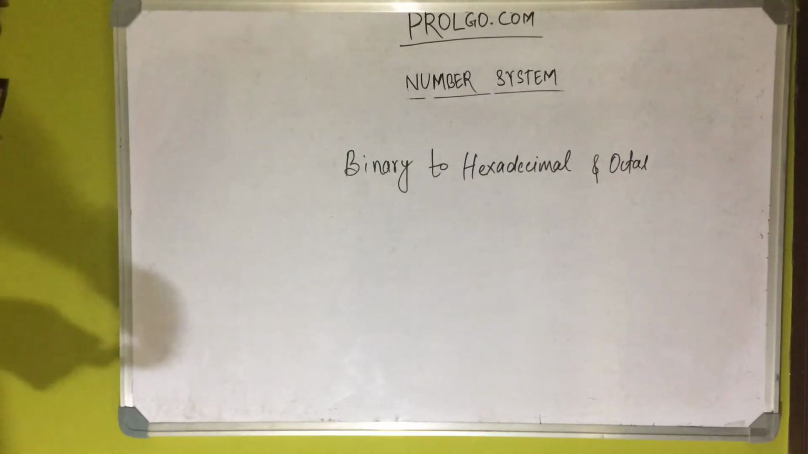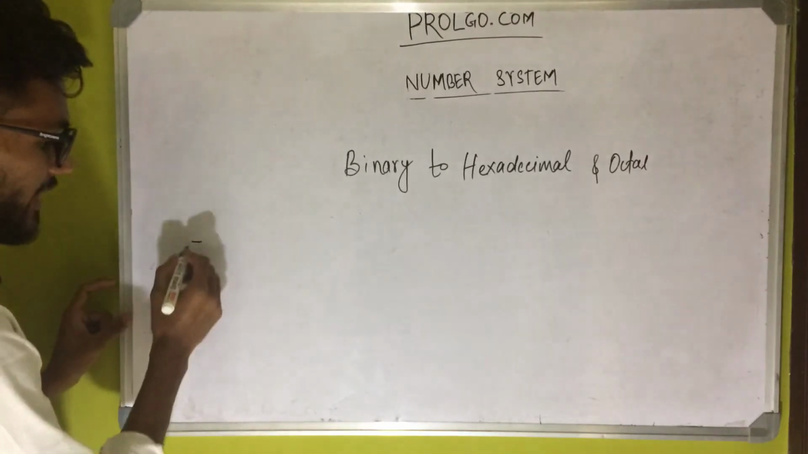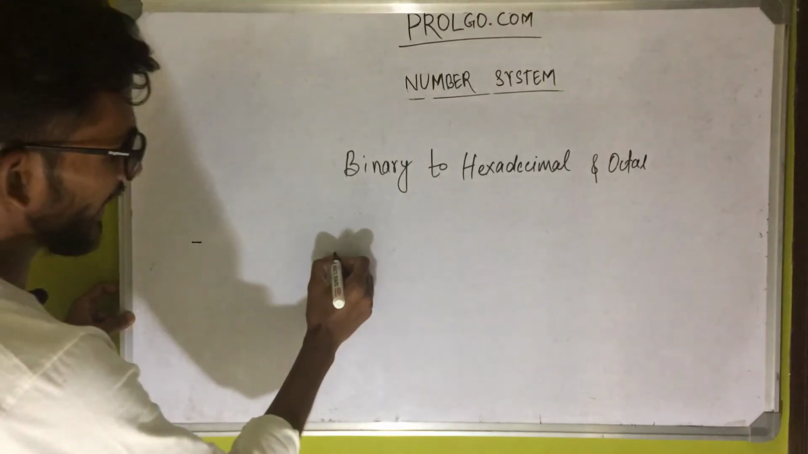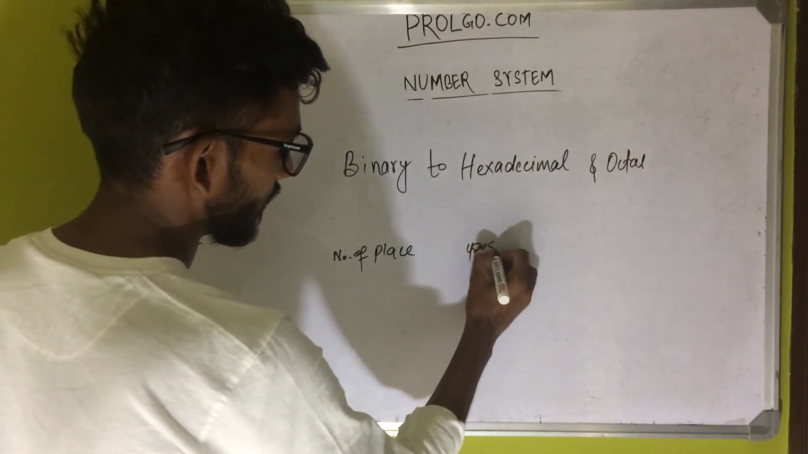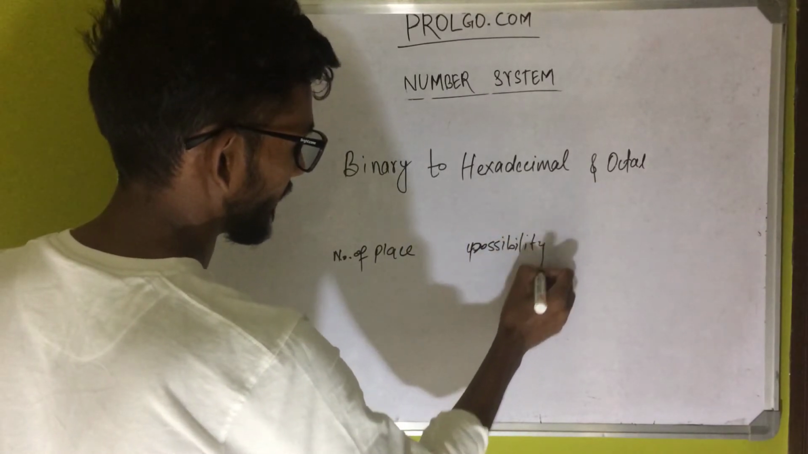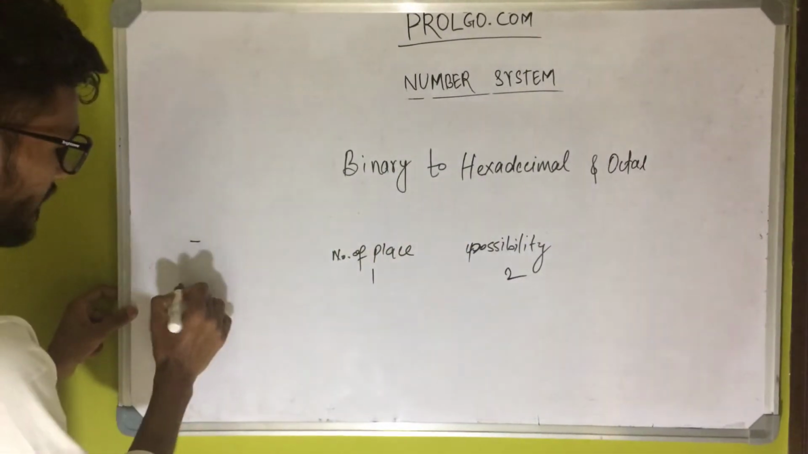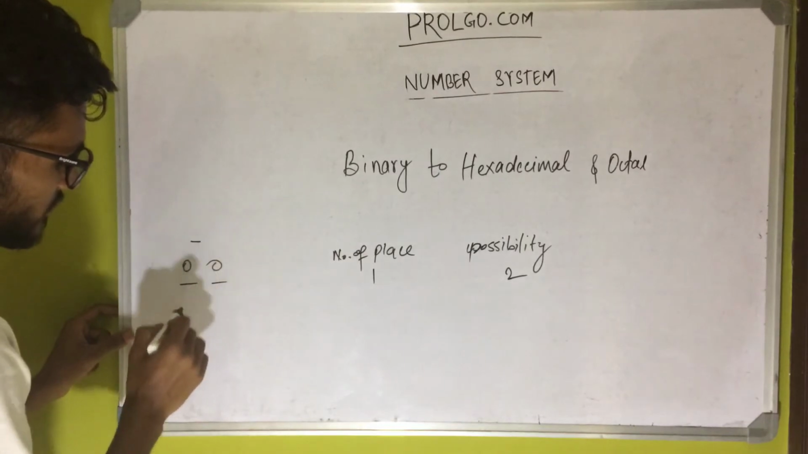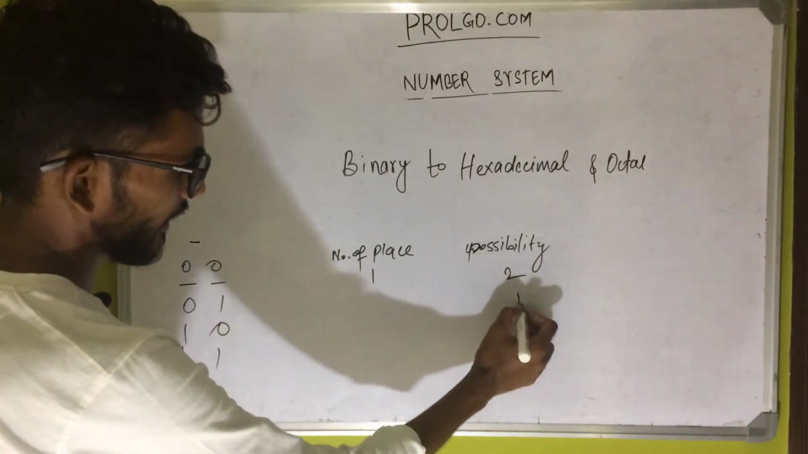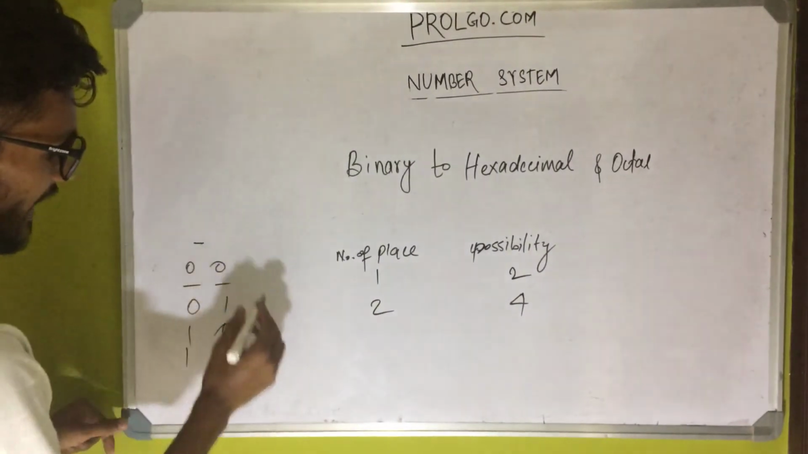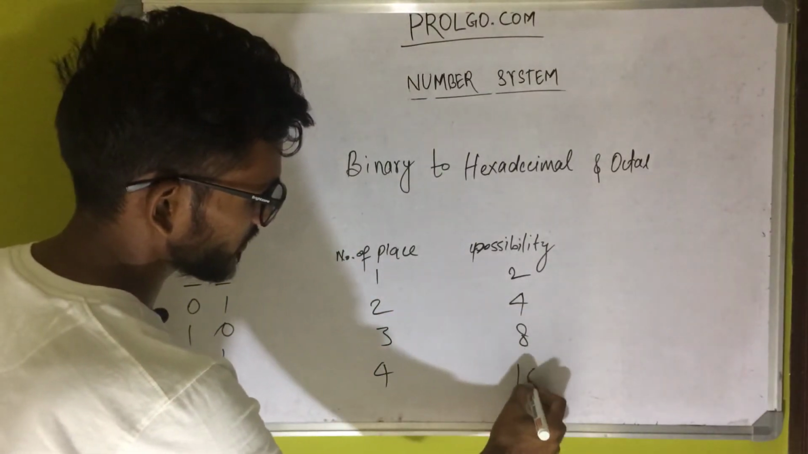One more thing I would like to tell you about binary numbers. If we have only one place for binary bits, it can be either 0 or 1. If we have a number of places, what is the total number of possibilities? If we have 1 place, it can be either 0 or 1, so the possibility is 2. If we have 2 places, it can be 00, 01, 10, 11, so the possibility is 4. If we have 3 bits the possibility would be 8, and if we have 4 bits the possibility would be 16.